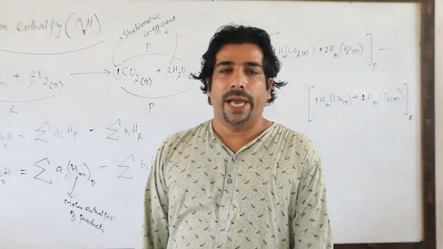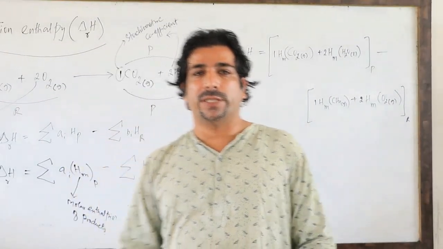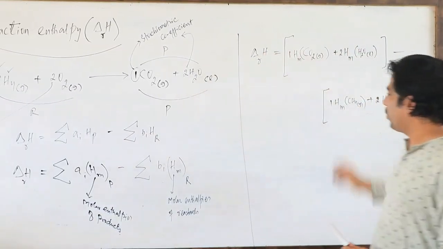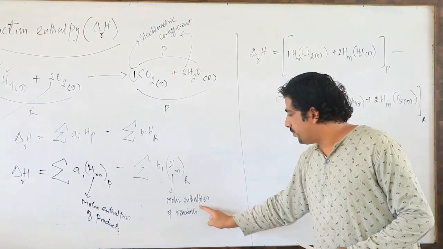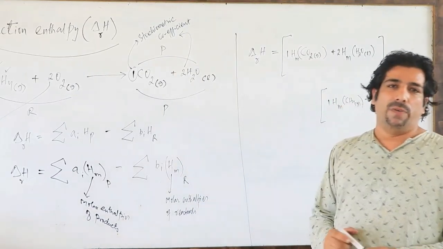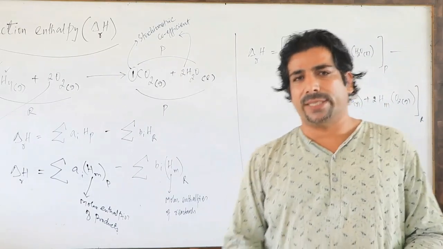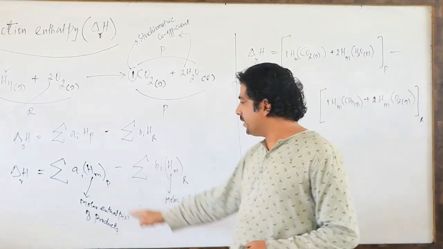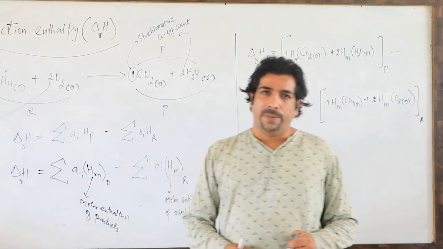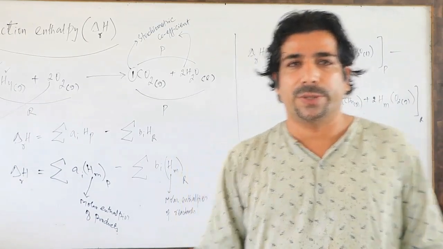I hope everybody has understood my point. In this entire process, this Hm stands for the molar enthalpy of either reactants or products. Here it is Hm for reactants, here is Hm for products. Please make note of this. I hope you have understood.